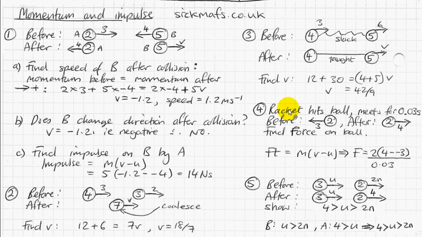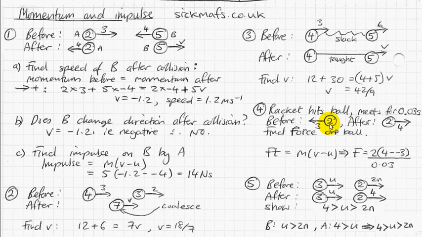Anyway, let's go to another question. We've got a racket that hits a ball, and the racket meets the ball for 0.03 seconds. Before the ball hits the racket, it's going at 3 meters per second towards the racket.